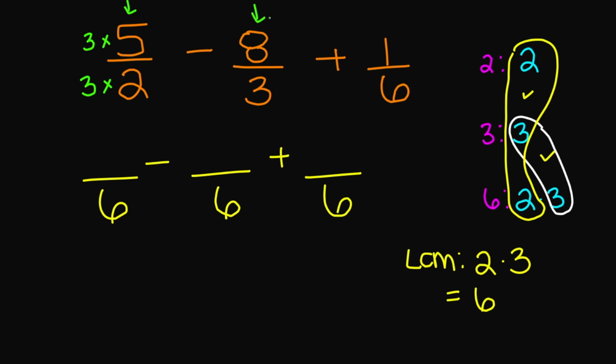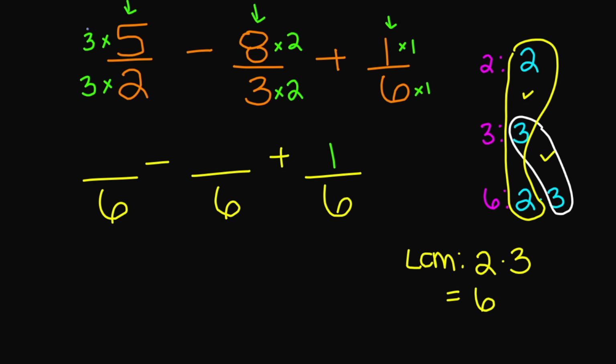8 over 3, what number times 3 is going to give me 6 in my denominator? If I multiply 3 times 2, that's going to give me 6, and that's perfect. I'm going to multiply top and bottom here by 2. 1 over 6, what number times 6 is going to give me 6 in my denominator? And that's just going to be 1. Multiply top and bottom here by the number 1. Remember, because I already have the number 6 in my denominator, you can just leave it alone and just write 1 over 6 just like this, or you just multiply top and bottom by 1.